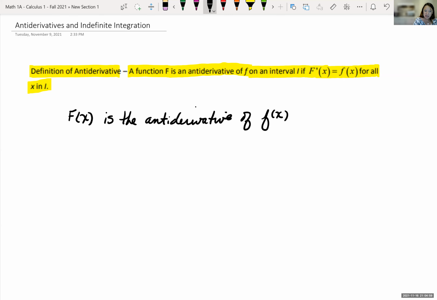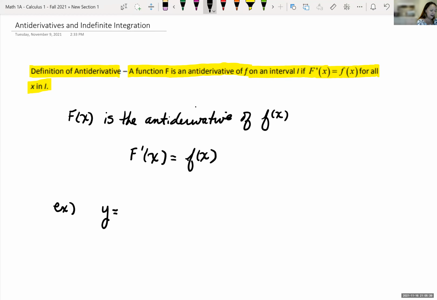So if it was capital G of x, then we would be representing the antiderivative of lowercase g of x, etc. And what this is saying is, if we look at the derivative of the antiderivative, this is how we can test things, we should get back that original function, f of x. And so we're thinking backwards. We're thinking to ourselves, what can I take the derivative of to get this back? So let's just think backwards before we look at some tricks.